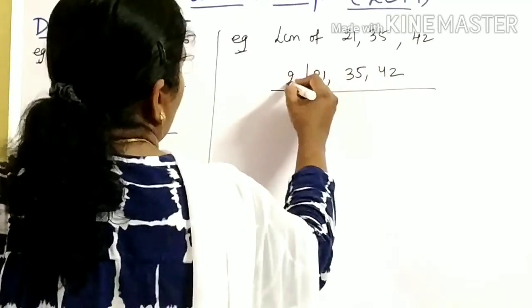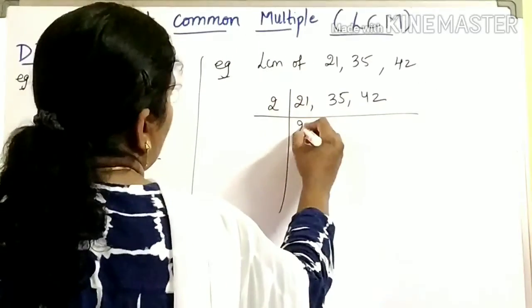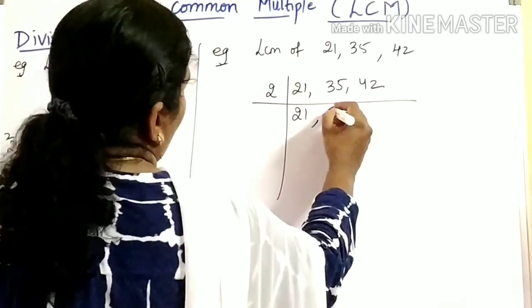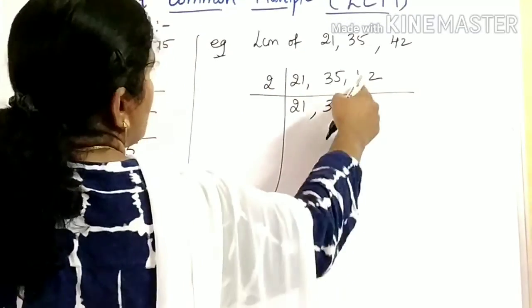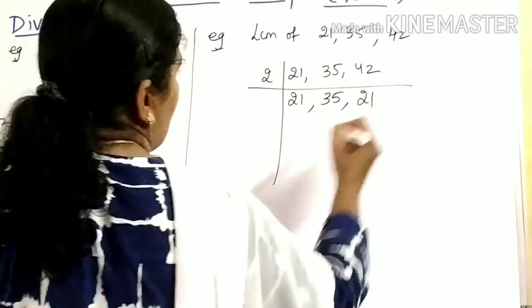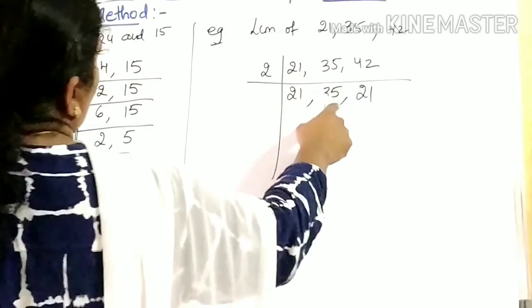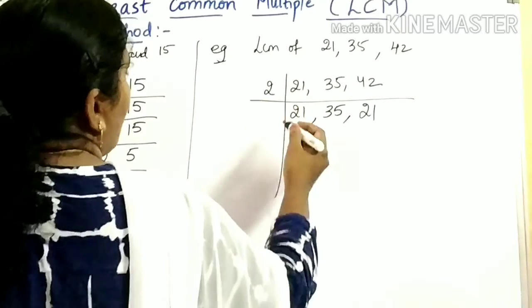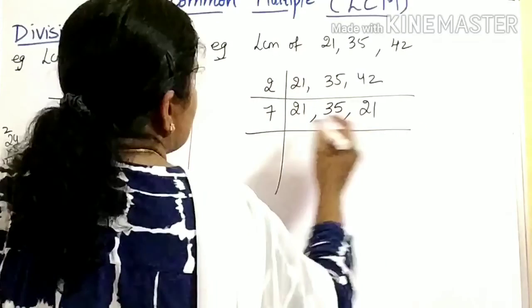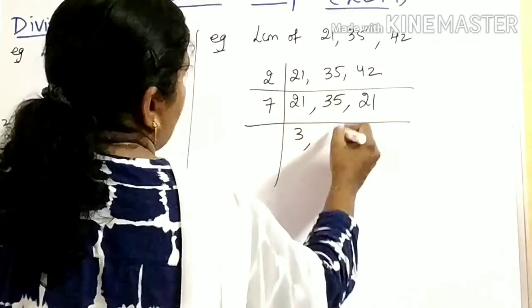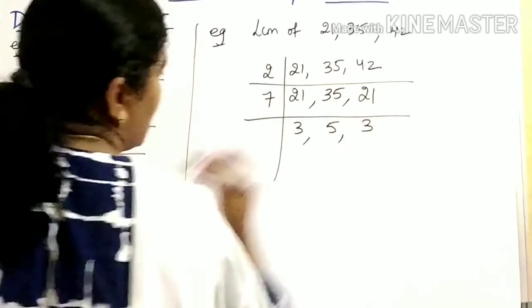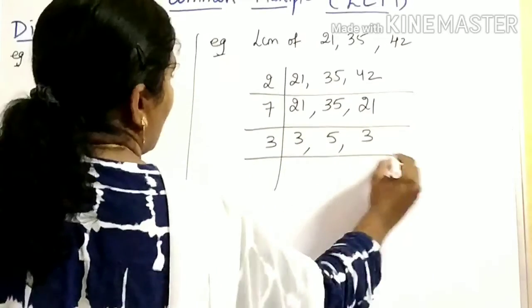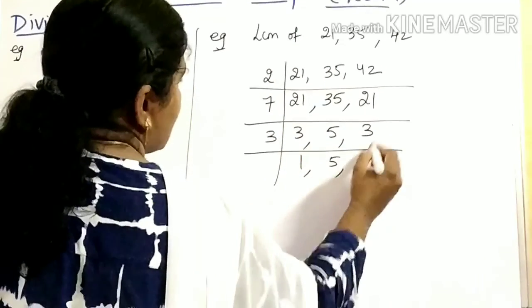Now here if you take 2, 21 will not go in the 2 table, so write 21 as it is. Will 35 go in the 2 table? No. So write 35 as it is. And 42 gives 21. Now if you observe, 21 and 35 will not go in the 2 table, so take another prime number. You can take 7, because 7 3s are 21, 7 5s are 35, 7 3s are 21. Now here 3, 3 are there, so it will go in the 3 table. 3 1s are 3, 5 write as it is, 3 1s are 3.